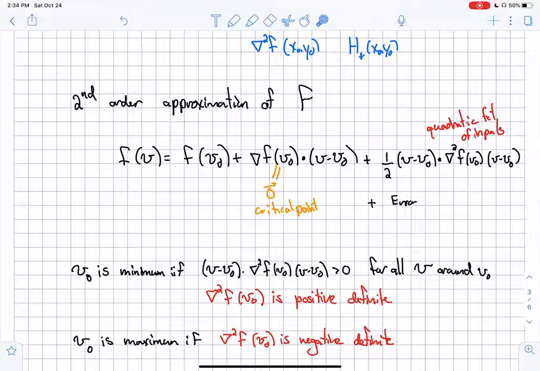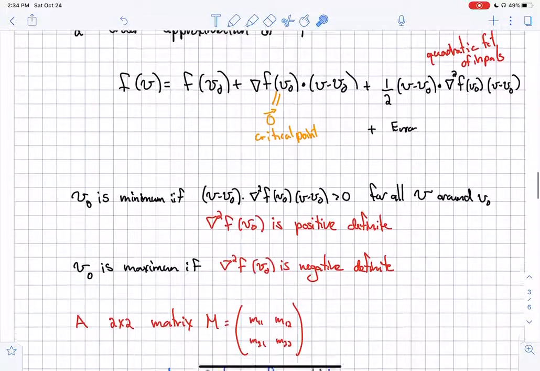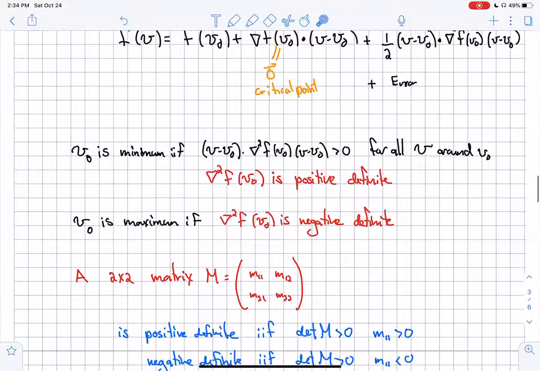And to be a maximum, I want this number to be negative for every vector v close to v0, and that property for the matrix is called being negative definite. Those are two important properties that you will see again if you take the class on stochastic calculus with me.